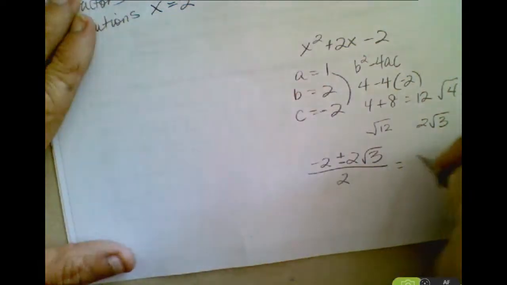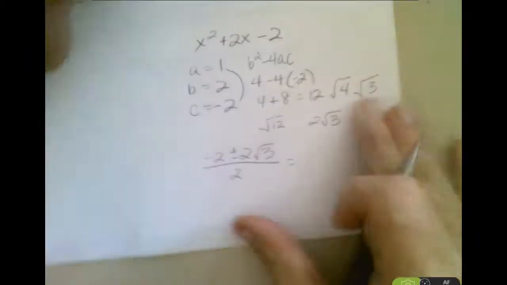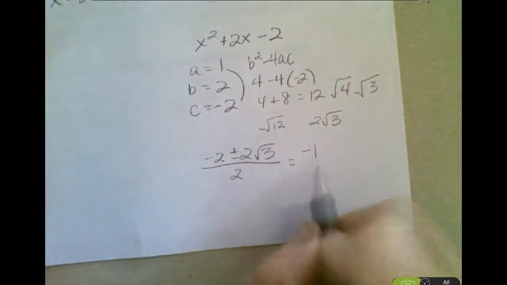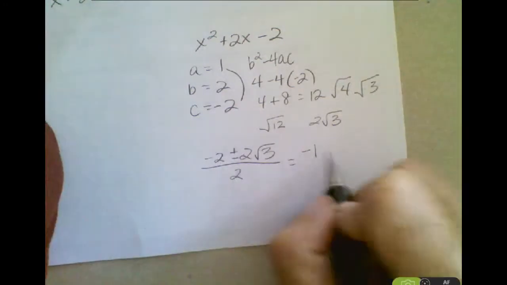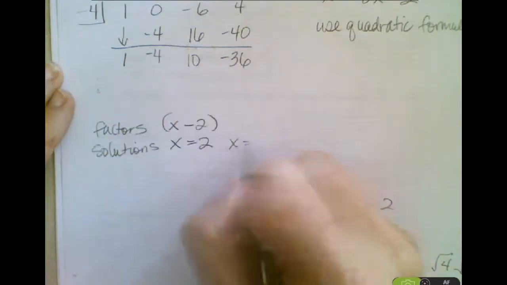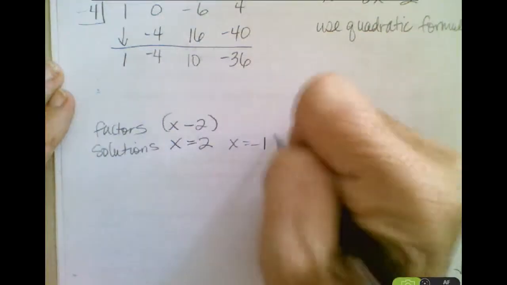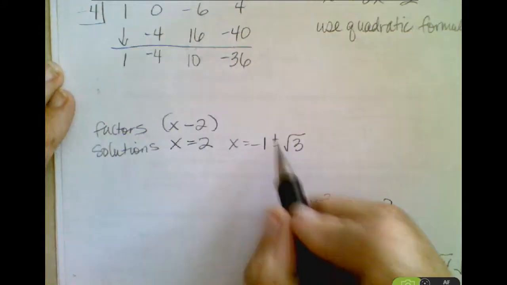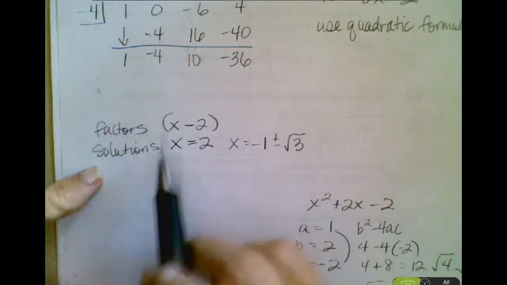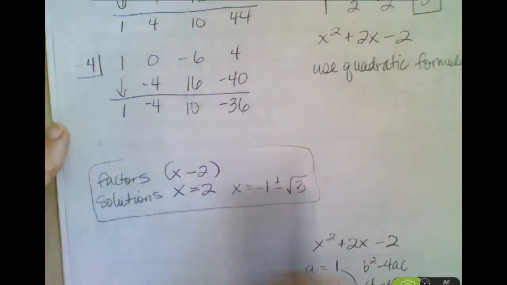So your last two solutions are irrational again, but again, points we could find on a graph. And they would be negative 1, dividing all three of these factors by 2, negative 1 plus or minus the square root of 3. So our other two solutions are x equals negative 1 plus or minus the square root of 3. I have 1, 2, 3 solutions, and this is a third degree polynomial, so that's as many solutions as I should have. Okay.